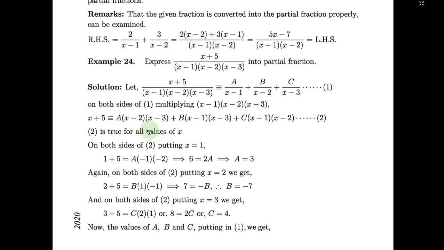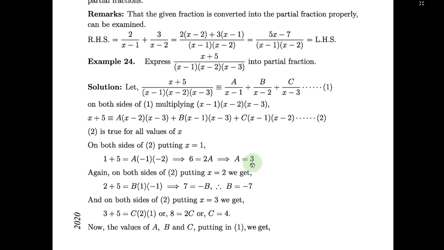If you put x is equal to 1, then the coefficient of b and the coefficient of c will be 0. So b and c will vanish, and 1 plus 5, that is 6, equals a into 1 minus 2, that is minus 1. So you will get the value of a, say a is equal to minus 6.